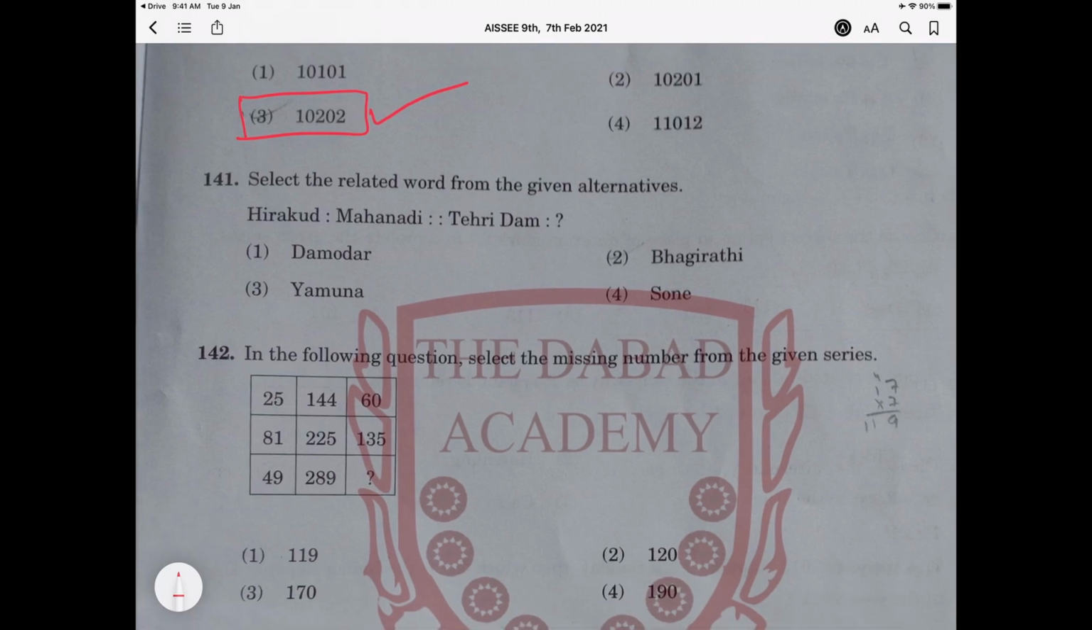In question number 141, Hirakund, Mahanadi, the same relationship. Tehri Dam is on which river? So it is on Bhagirathi, option number 2.